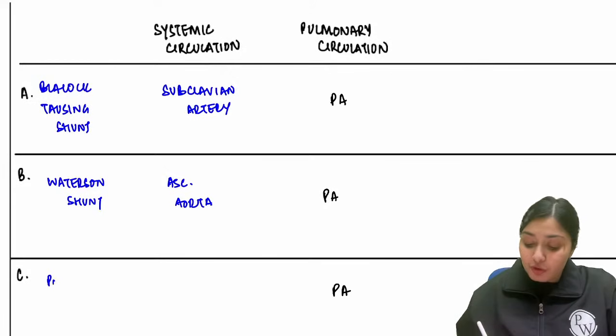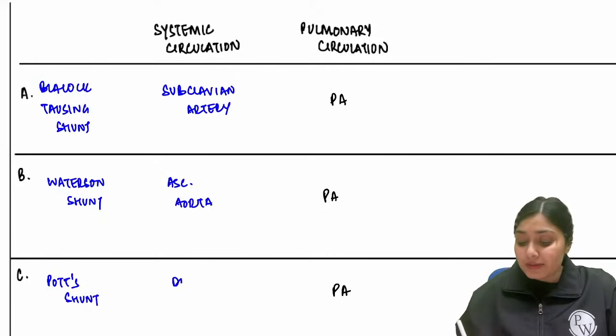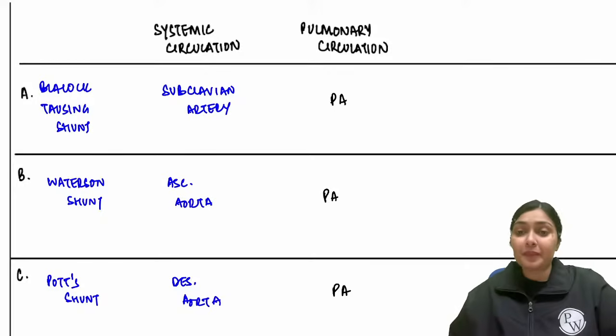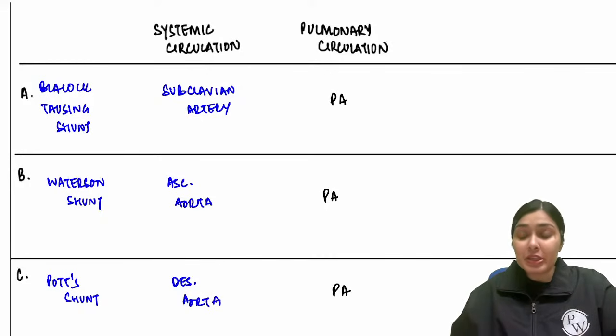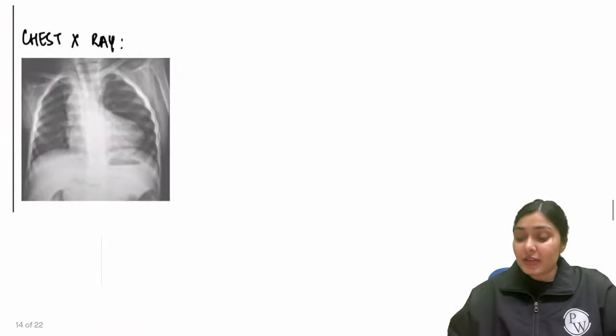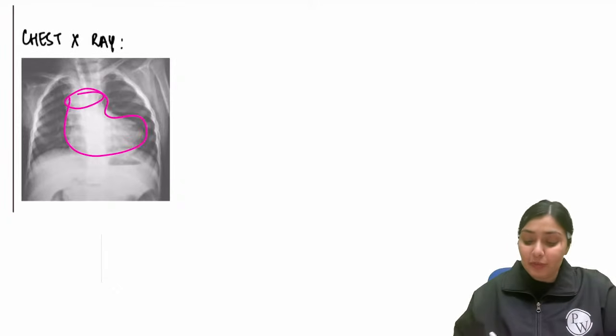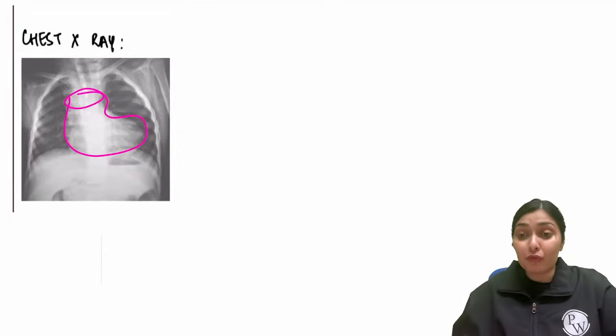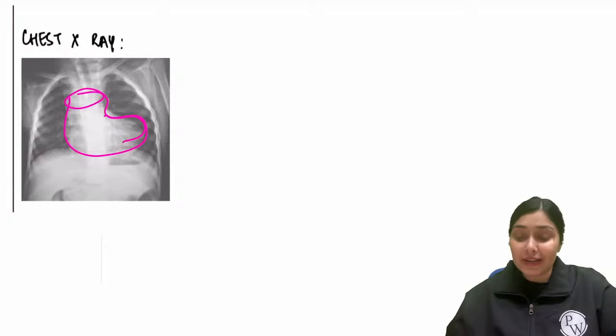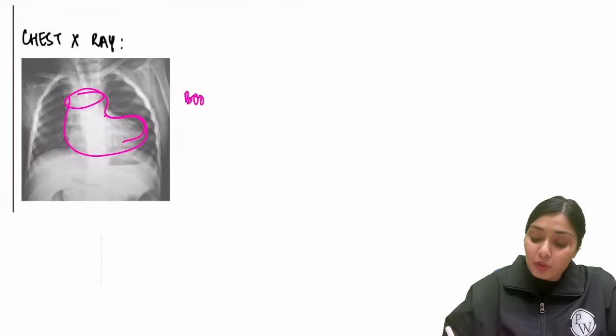Then we have Potts shunt. In this Potts shunt, you connect the descending aorta with the pulmonary artery. Right, so this is the management. Next, they ask about the investigation, the famous chest X-ray. What do we see over here? The boot-shaped heart on X-ray. This is typical of TOF, boot-shaped. Why is this boot shape there? Because of the hypertrophy of the right ventricle. So we see a boot-shaped heart.